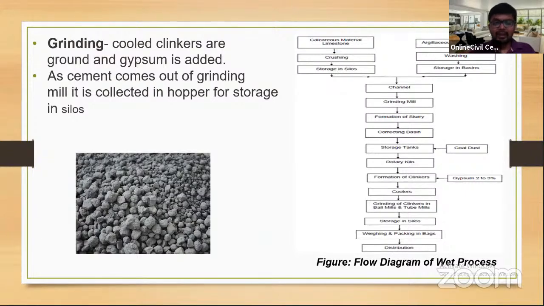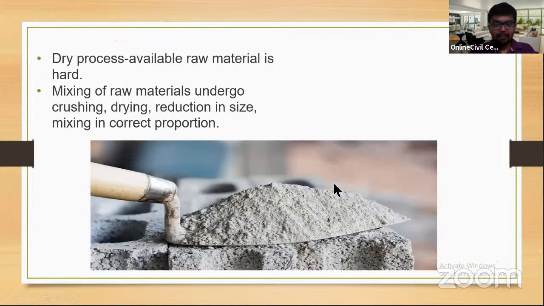In the next stage, as you can see, in the grinding stage, the cooled clinkers are ground and gypsum is added. Ground means it is divided into small parts, and then gypsum is added. As cement comes out of the grinding mill, it is collected in hoppers for storage in silos. So the entire process you can find here: channel, grinding mill, formation of slurry, collecting basin, storage tank, rotary kiln, clinkers, coolers, and then grinding again, then storage in silos. So we are at this stage of storage in silos.